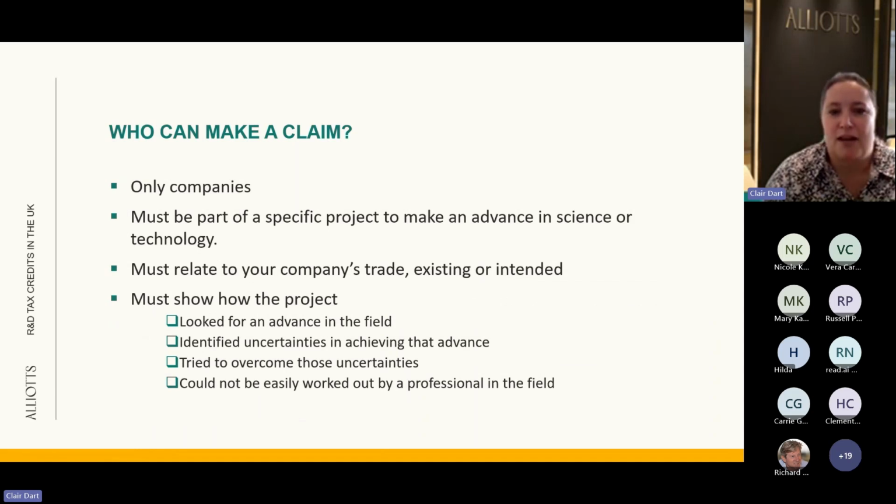Okay, so now we turn our attention to look at who can actually make a claim for R&D. Firstly, it's a tax relief for companies only. So it can't be claimed by partnerships, LLPs, sole traders.